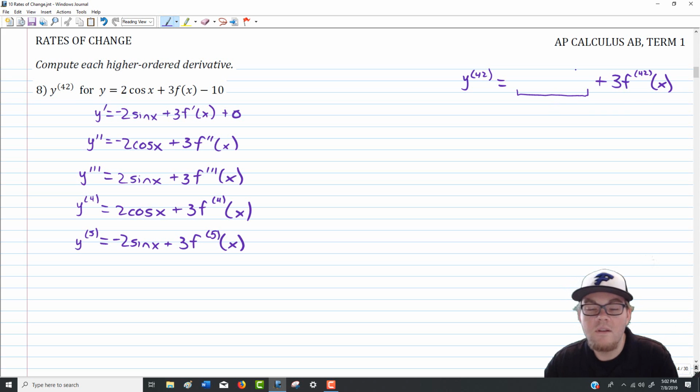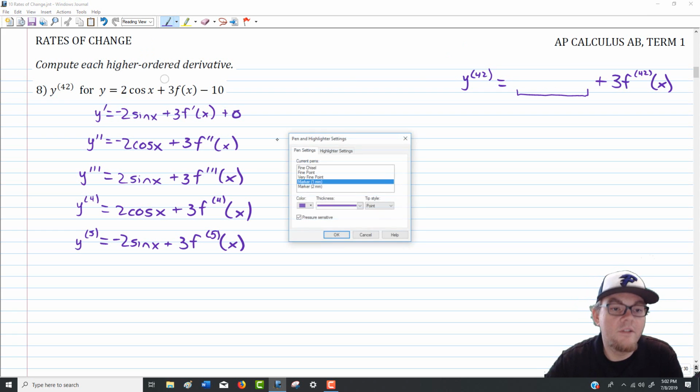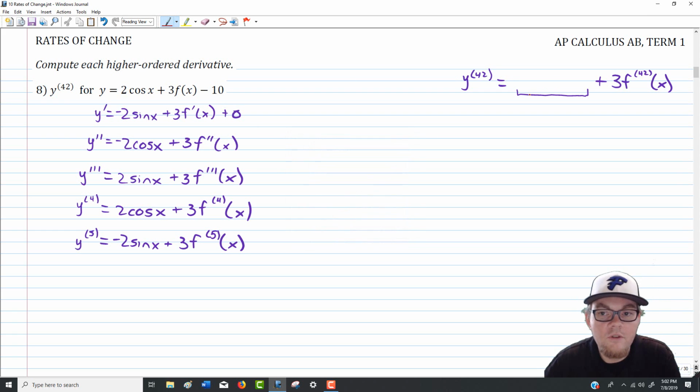Or the 3 times the 42nd derivative of f of x. So I feel that's pretty safe. I think the bigger challenge, and in fact I know the bigger challenge, is going to be figuring out what goes right here. So let's try to figure out anything we can from this pattern.